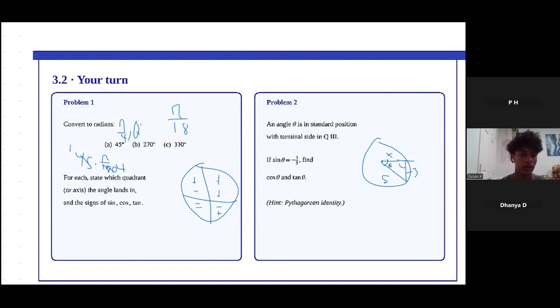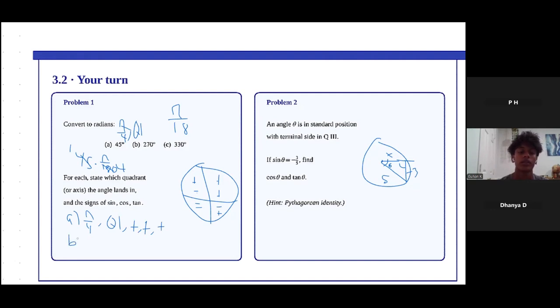So, okay, you know what? I'm going to write the answers here so I have more space. So it's going to be pi over 4, Q1, and then sine, cosine, tan. For quadrant 1, it's going to be plus for sine, plus for cosine, and positive divided by positive gives you the tan, which is also positive.